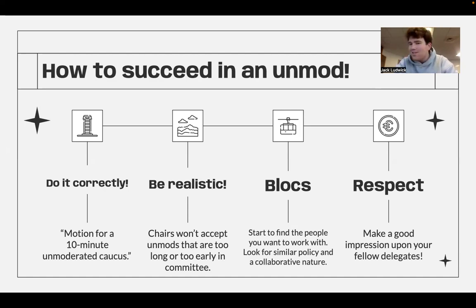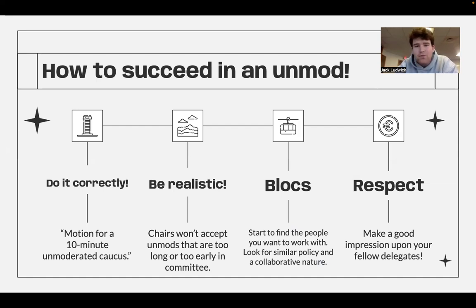So my recommendation is not to motion for an unmod in the first committee session unless you really have covered everything, or you're a smaller committee like a crisis or specialized where everybody was able to speak and you heard from everybody, then it's appropriate. But in GAs and ECOSOCs, you probably won't get to an unmod in the first committee session.